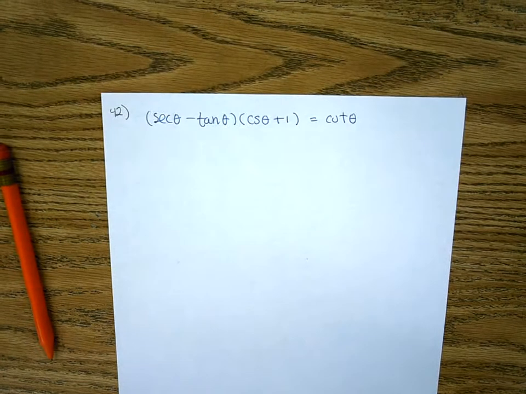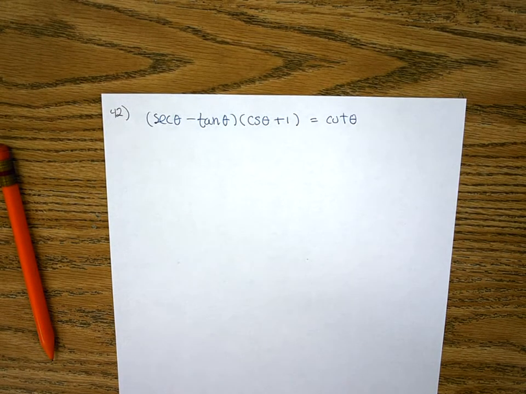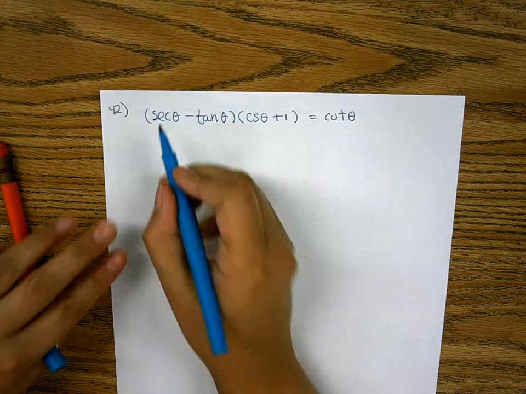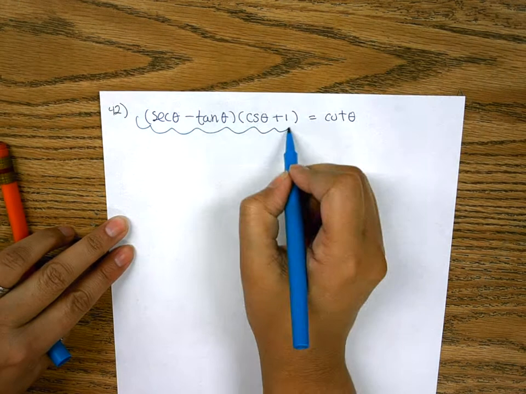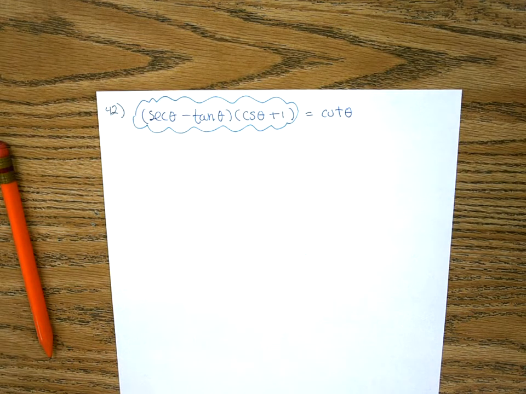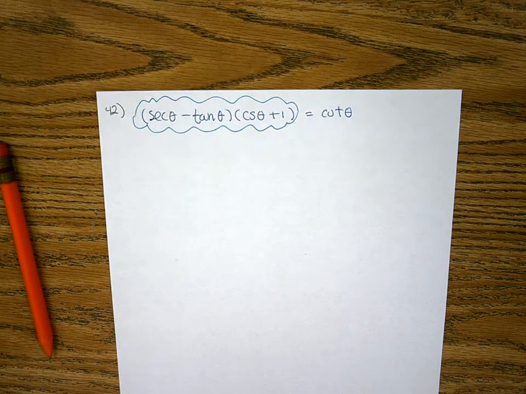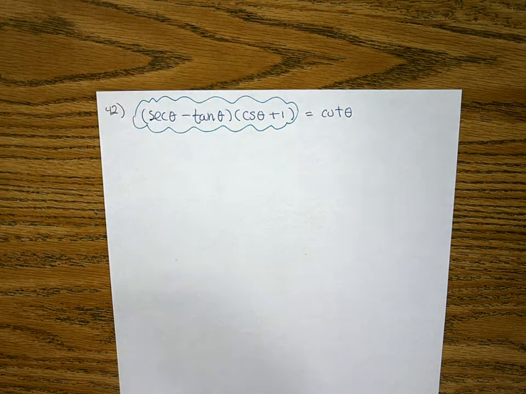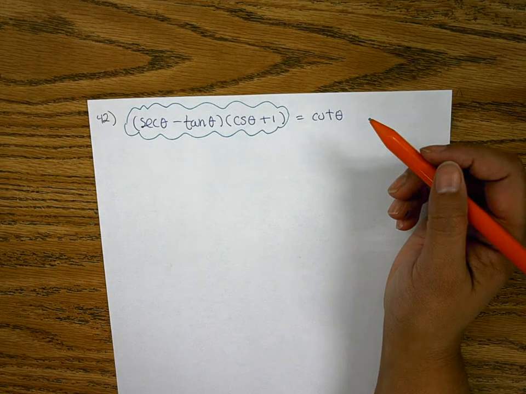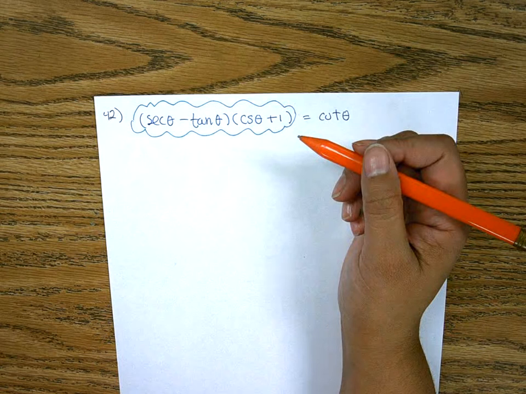Equals cotangent theta. Okay, so obviously we're going to pick the left-hand side because it's bigger, it's more complicated. There's no way to take the right-hand side and try to make that into this. All right, and there's no squared, so there's no identity substitution I can do. I can change everything to sine and cosine, but I'd rather FOIL first and then change after.